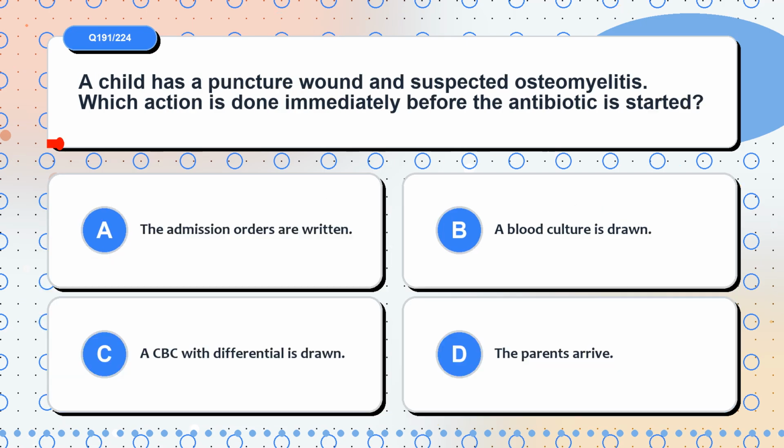Question 191. A child has a puncture wound and suspected osteomyelitis. Which action is done immediately before the antibiotic is started? Here are the options. Option A. The admission orders are written. Option B. A blood culture is drawn. Option C. A CBC with differential is drawn. Option D. The parents arrive.